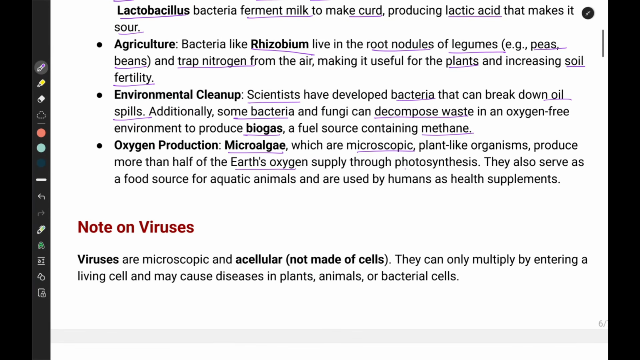Note on viruses. Viruses are microscopic and acellular, that is, not made of cells. They can only multiply by entering a living cell and may cause diseases in plants, animals, or bacterial cells. That wraps up our lecture on the invisible living world beyond our naked eye.